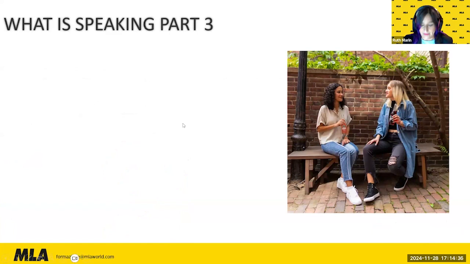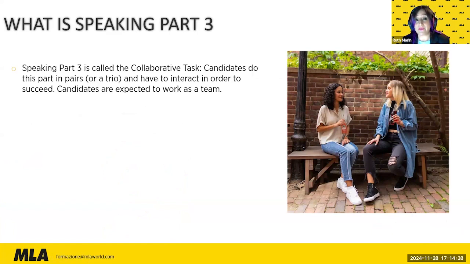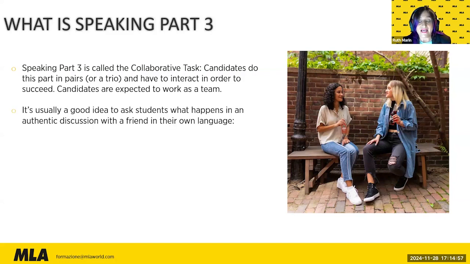So, what is speaking part 3? Now, this is what we call the collaborative task. Candidates do this part in pairs, generally two, sometimes three, and they have to interact to succeed. They are expected to work as a team. That's why it's called a collaborative task. And it's usually a good idea to ask students what happens in an authentic discussion, because that's what's expected. So I think to start a class when you're going to teach this, it's quite nice to ask them.